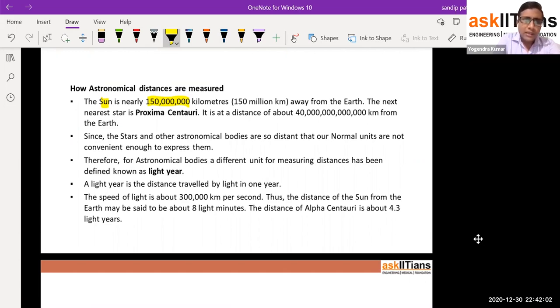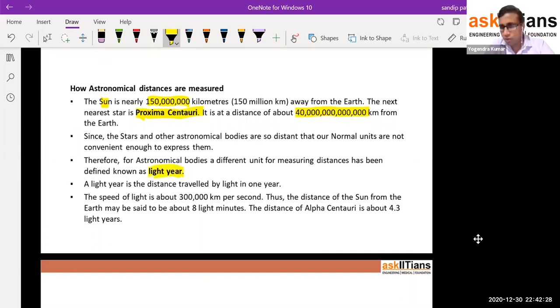Let's talk about the other stars. The nearest star to us other than the sun is called Proxima Centauri. You can see the distance, right? So it is almost 4.013 into 10 raised to 13 kilometers from the Earth. Now, these units are very, very large, so quantities become very large. Therefore, what we can do is use the light year unit.